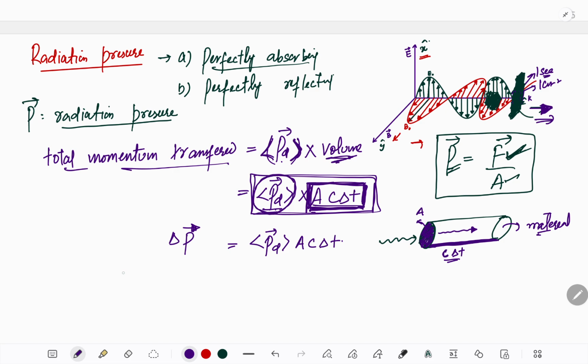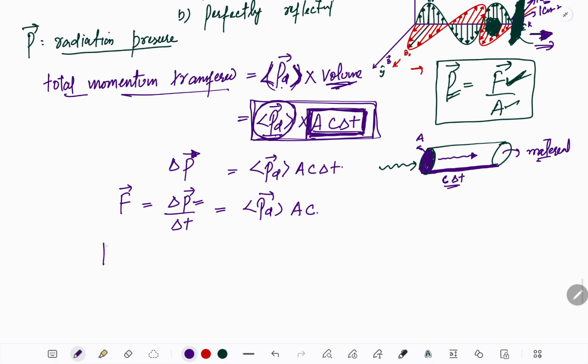And if we want to calculate the force that it exerted on the surface, that would be transfer of momentum, change in the momentum due to change in the time. So it will be momentum density A C delta T, and this is the force. If we want to calculate the pressure now, radiation pressure would be force divided by area. So it would be momentum density into C, A will go. So this is the formula of radiation pressure: radiation pressure equals C into the average momentum density.